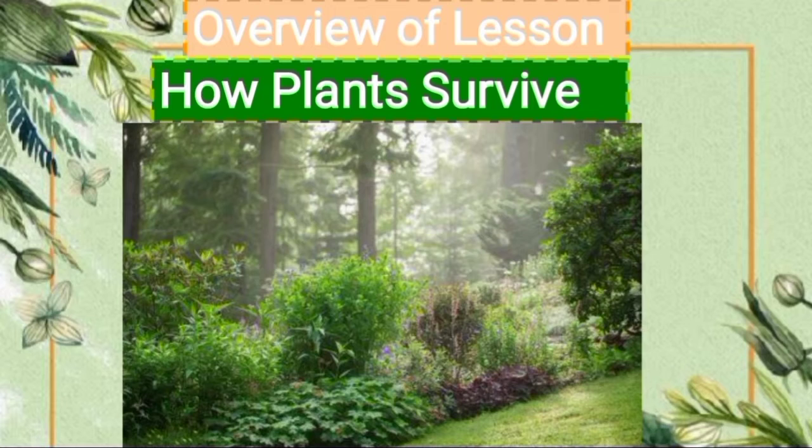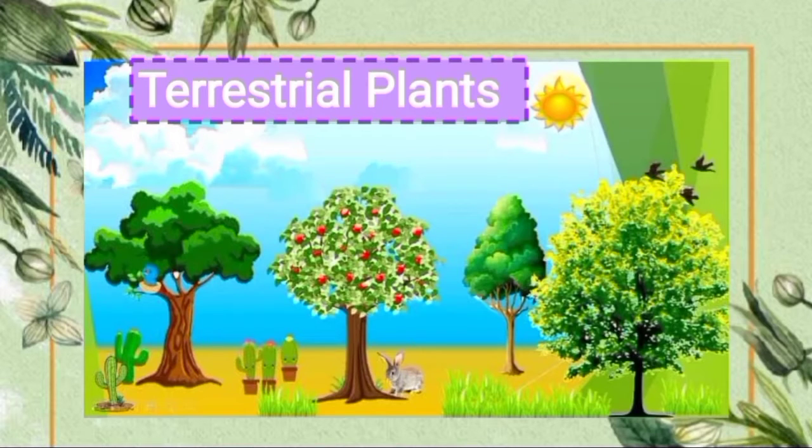Plants have some special features that allow them to live in a particular habitat or situation. And these special features are called adaptation. And that's how plants survive. So, based on their habitat, plants can be classified into different types. So, let's understand the first type, which is terrestrial plants.